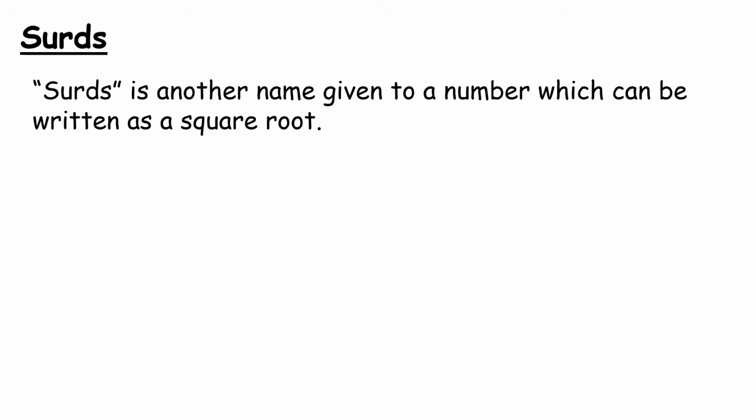So surd is just another name for a number which can be written as a square root. Basically what I'm talking about is root 2, root 3 and root 5. So root 4 wouldn't technically be a surd because root 4 simplifies to 2. So any number which is written with a square root, we often call that square root the surd. So we call these surd numbers.